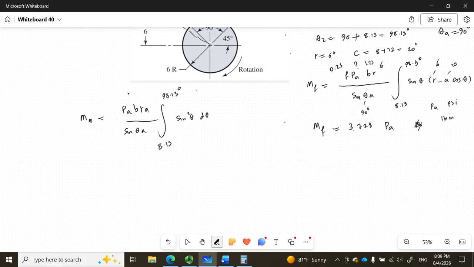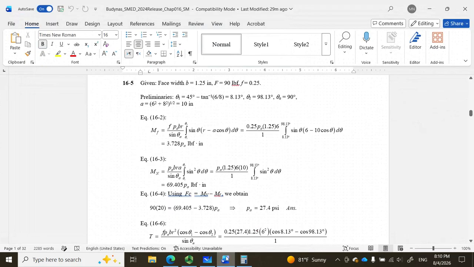So again, we have the B, we have the R, we have the A. Theta A is again 90 degrees. This integral is going to come out in terms of PA. It's going to be equal to something you can put into your calculator. Let me see the result here.